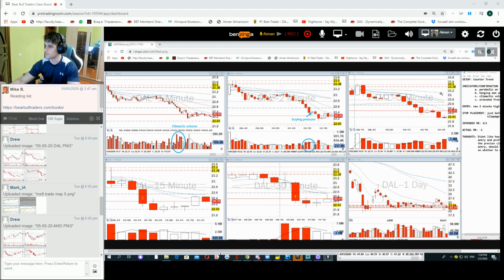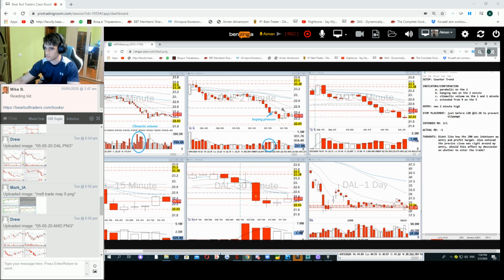Parabolic on this is, let me read. Parabolic on the 2-minute chart. You look at this, guys. It's dropping down with no pullbacks on the 2-minute chart as well. Hanging man on the 2-minute chart, or hammer on the 2-minute chart. You see it here. This is a hammer. Climactic volume on the 1-minute chart. Actually, yeah, I didn't. This was actually good.